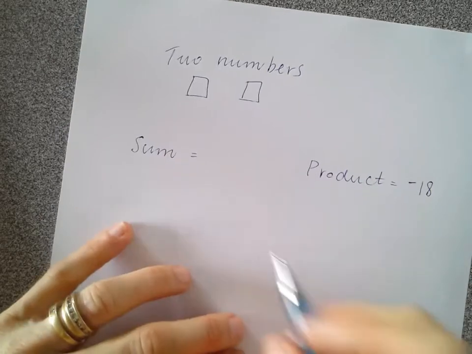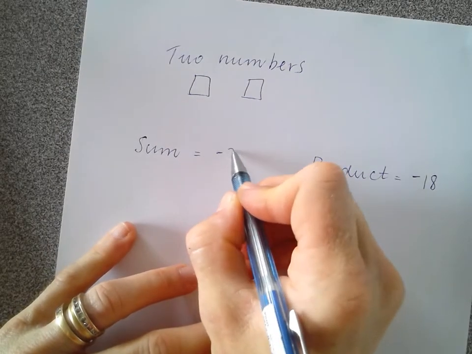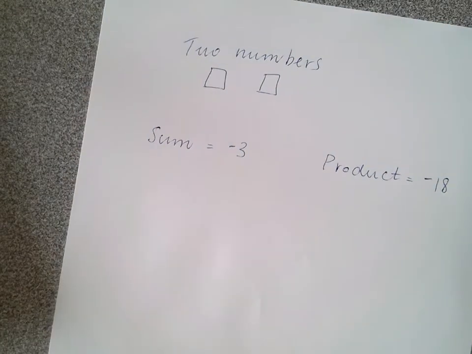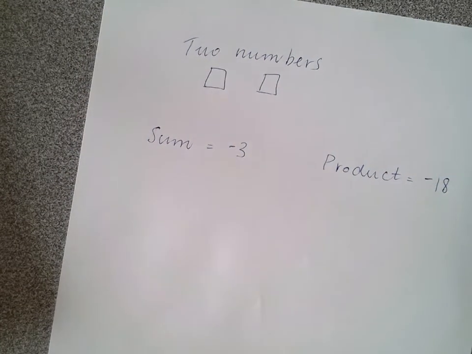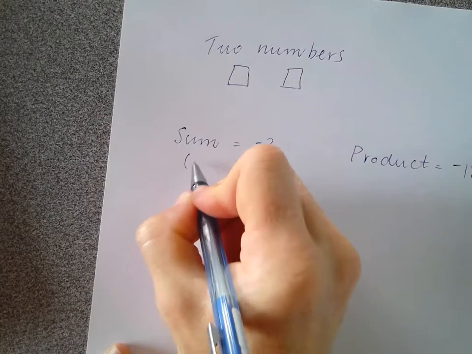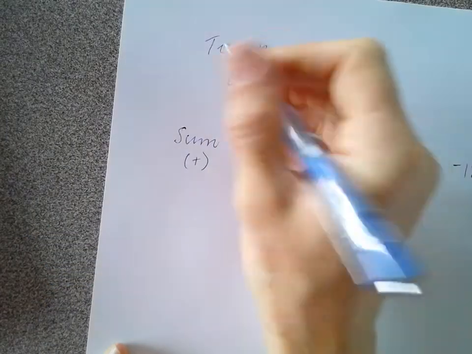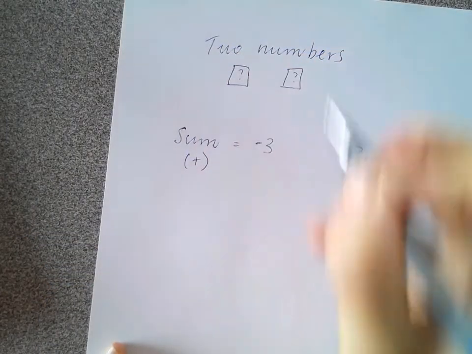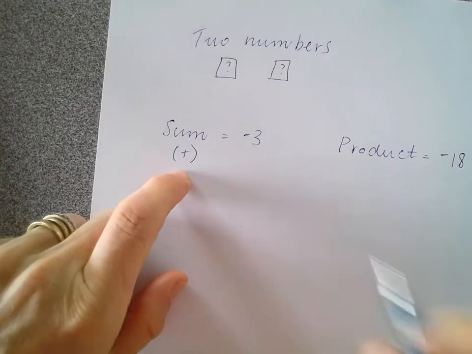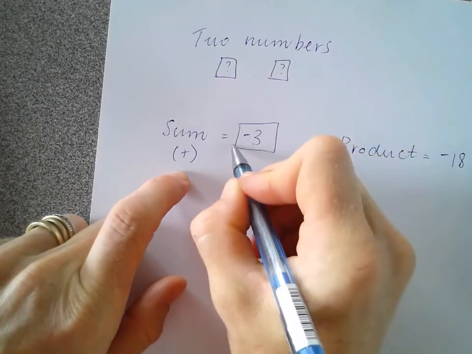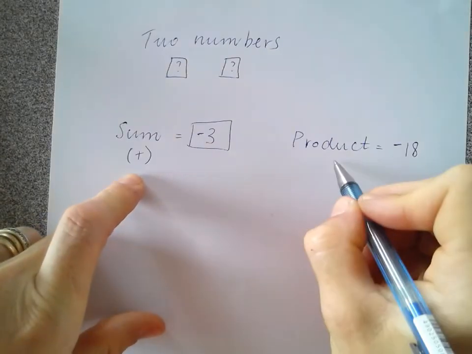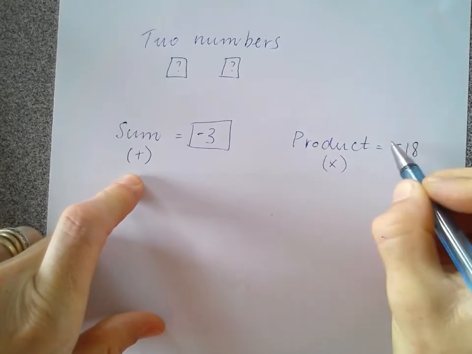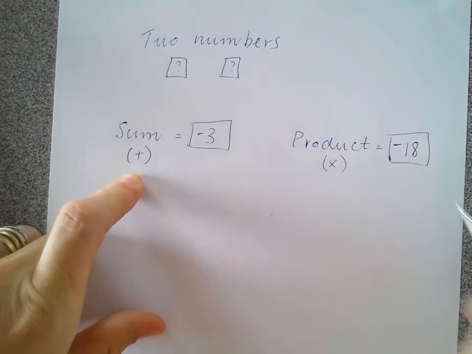Let's say the sum is negative 3. Let's remember what these words mean. Sum is plus. So when we plus these two unknown numbers together, we get negative 3. Product is times. When we times them together, we get negative 18.